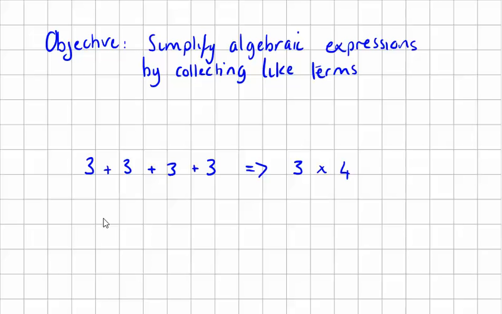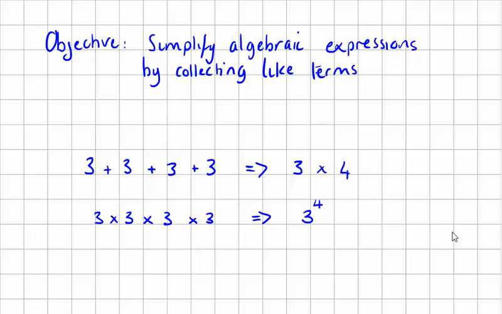If we did 3 times 3 times 3 times 3, that's 3 to the power of 4. 3 times 3 is 9, so if it's times 9, it's not 2 times 9, it's 9 times 9. We could write that. Okay.